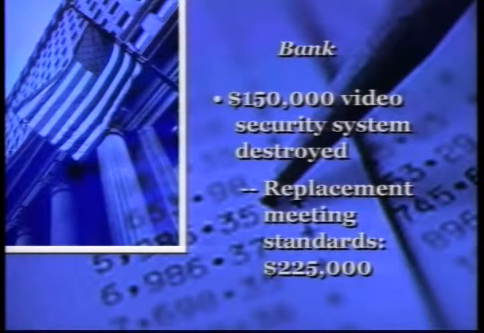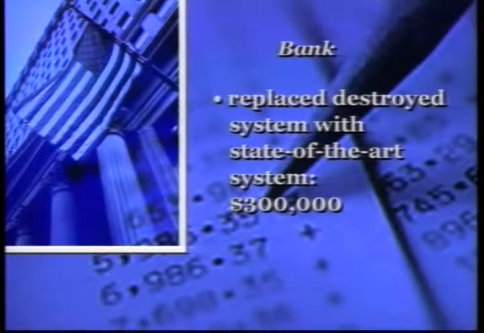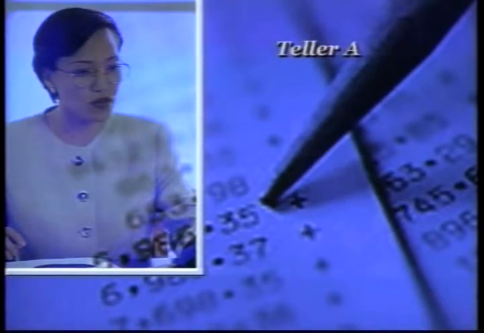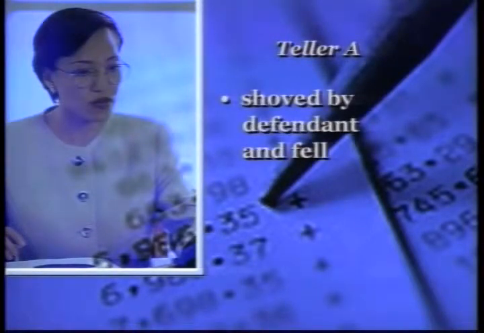A system meeting minimum requirements now costs $225,000. Yet, to save long-term costs, the bank's policy has been to purchase state-of-the-art systems. Therefore, the bank replaced the destroyed system with a state-of-the-art system costing $300,000. During the robbery, D encountered 3 bank employees and a bank customer. As he headed toward the teller drawers, D shoved teller A, causing her to fall, lacerating her leg.